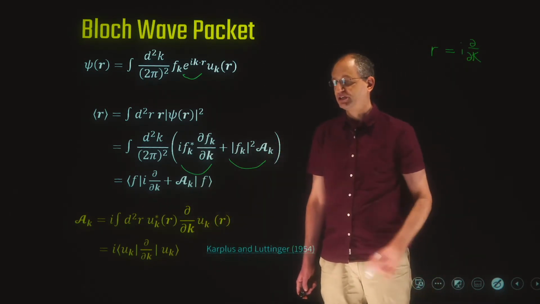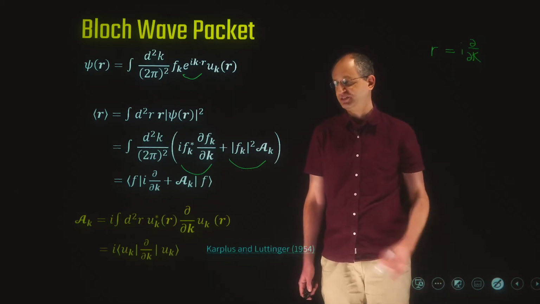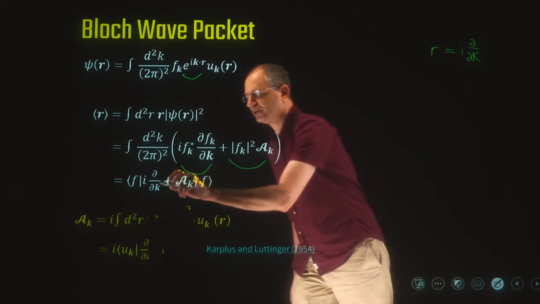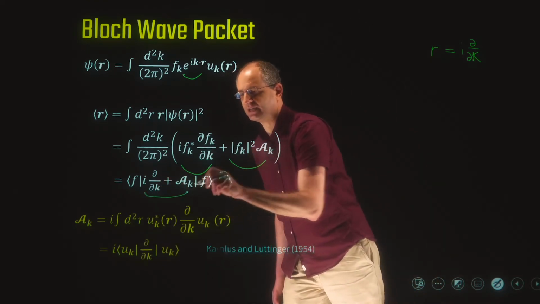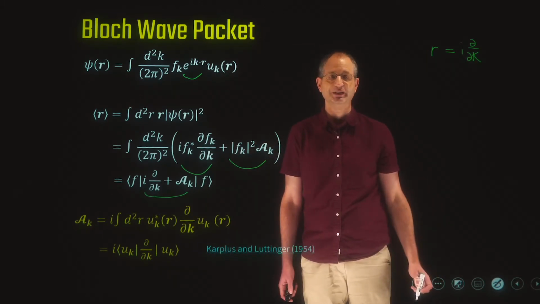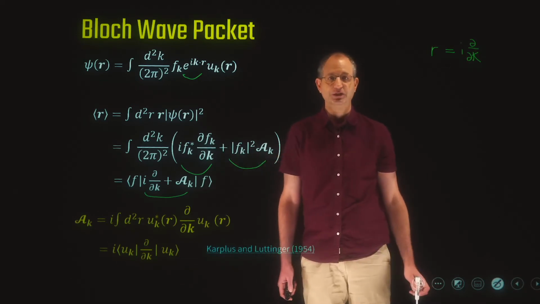This is actually an object we've encountered before in the course. This is the so-called Berry connection of the Bloch wave functions. And this combination, i d/dk plus A of k, reminds us of gauge invariance. This is a covariant derivative with respect to k. And we can understand where this form actually comes from.